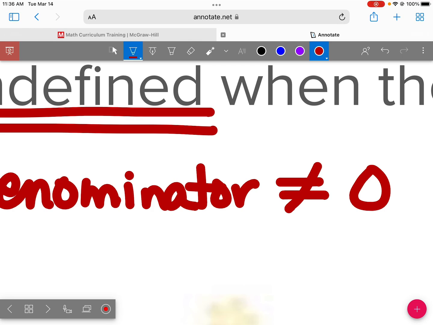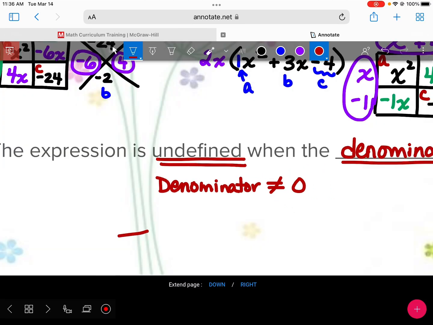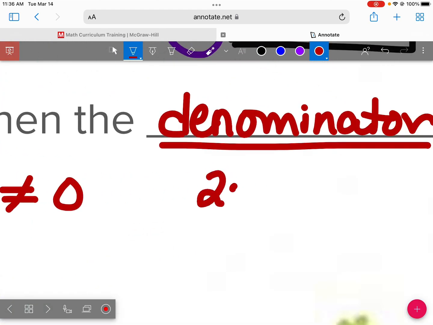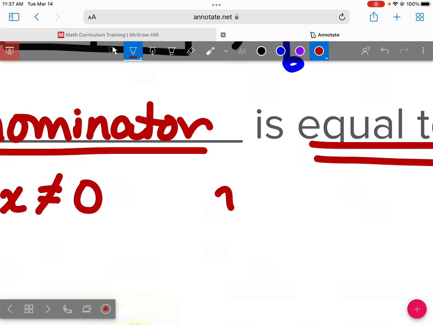The way I figure out which values for x would make this undefined, which values for x it cannot be, because I would end up with a 0 on the bottom, I'm going to take every factor that I have in my denominator. How many factors did we have in the denominator? 2. I'm going to set them equal to 0. So 2x cannot be equal to 0. And x minus 1 also cannot be equal to 0. And then I'm going to solve both of those for x.